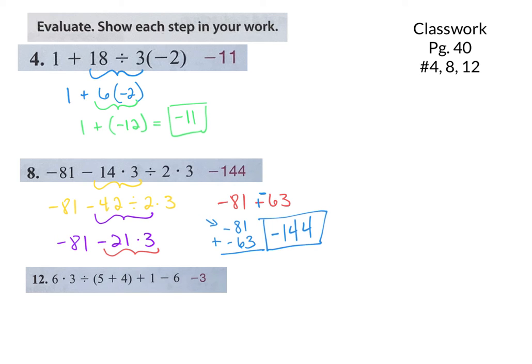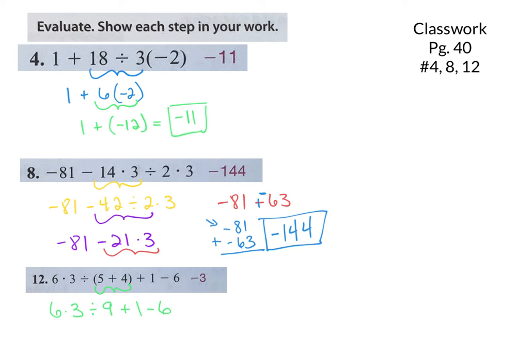Then let's look at the last one. For the last one, I do have a grouping for this one. So I'm going to do that grouping first, and we'll do some more grouping in a minute. But we have 6 times 3 divided by, and then we have the 5 plus 4, so we need to go ahead and do that. Makes that a 9. Plus 1 minus 6. That's all of my grouping.